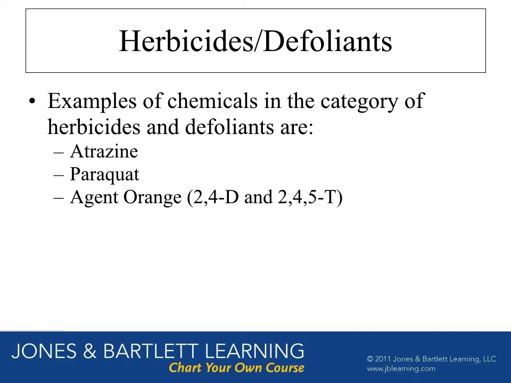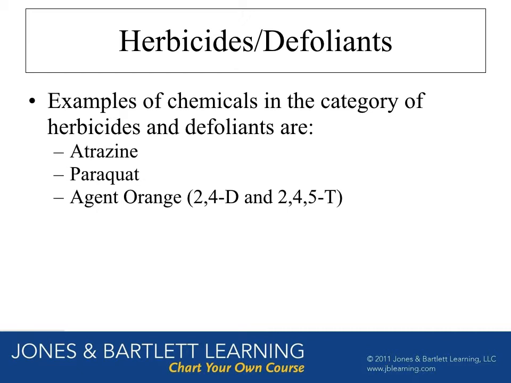So herbicides and defoliants. Again, remember the general category of pesticides has a lot of things in it. So we've talked about insecticides primarily. Now we're going to move into some of the other categories, herbicides and defoliants. The herbicides are those things that kill plants, and they can be weeds, they can be grasses, they can be almost anything.